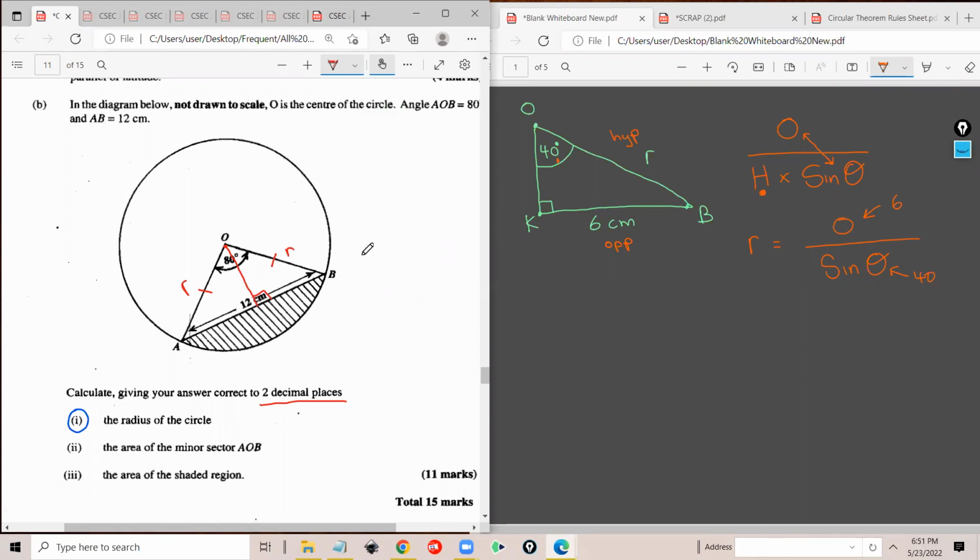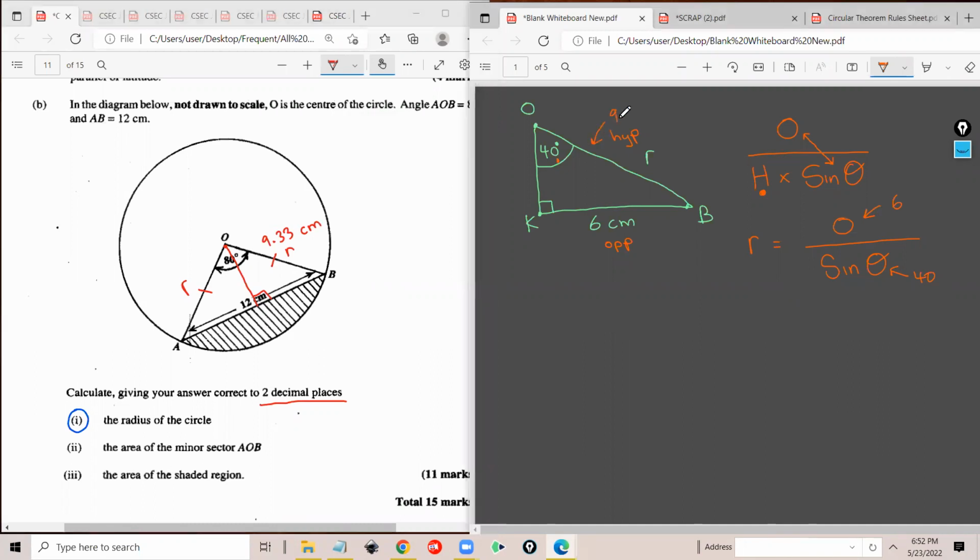Now, when I work this out, I am getting it to be 9.33. I type it in straight: 6 divided by sine 40. So 9.33 centimeters. So that's the radius. You can even put it in on this diagram here if you want. 9.33 centimeters. Right, so we have part 1 finished.